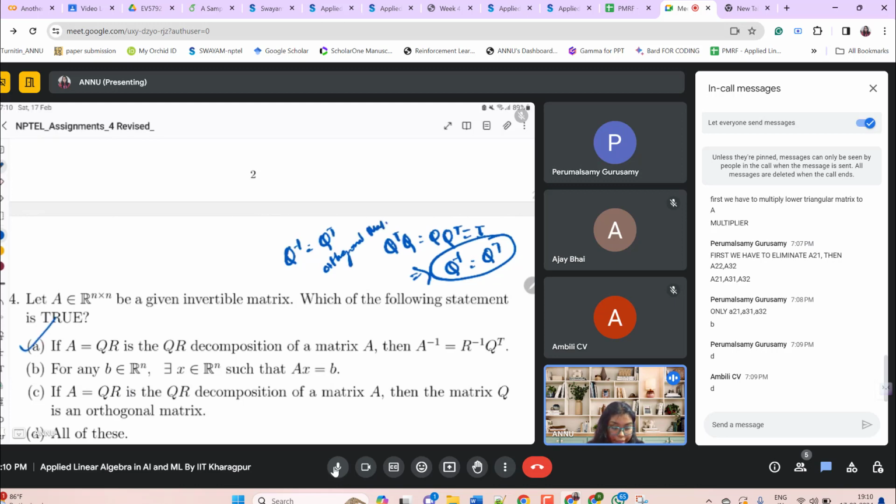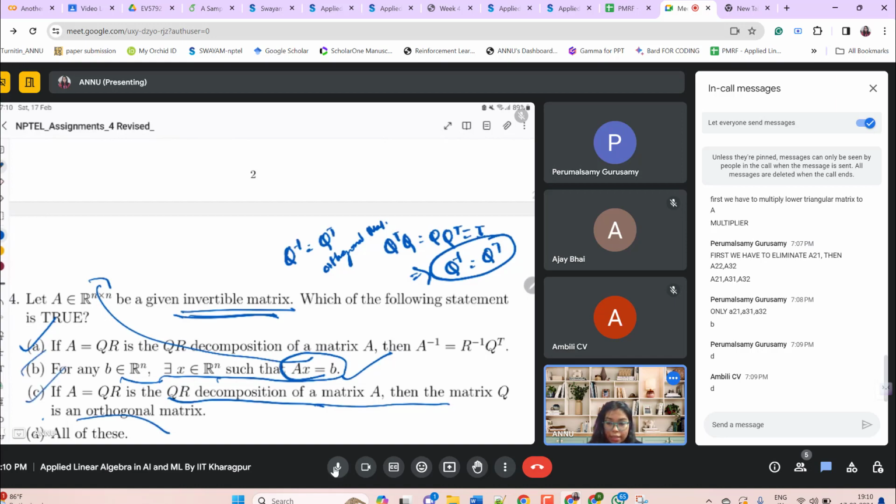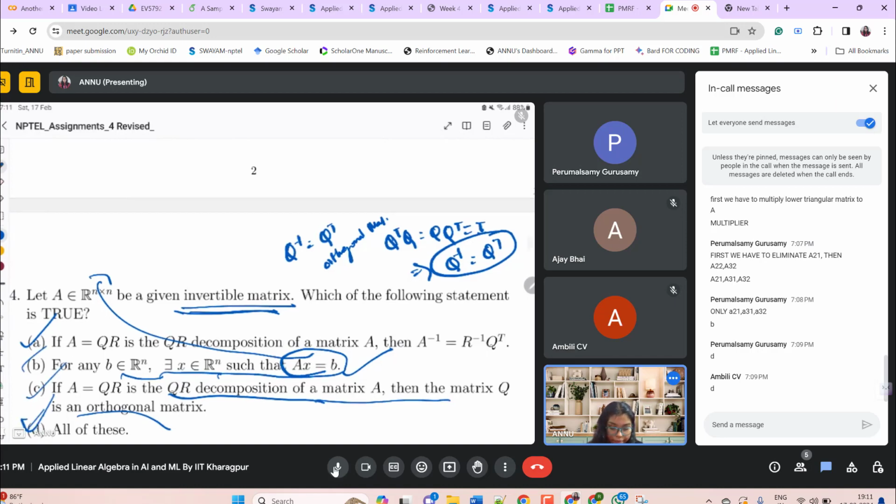For any B belonging to R power n, there exists X such that AX equals B. Yeah, obviously we are trying to solve this because this is an invertible matrix, so this exists. Then C: if A equals QR, this is the QR decomposition of matrix A, then Q matrix is an orthogonal matrix. That is correct only. So all the answers are correct, so the answer is D.